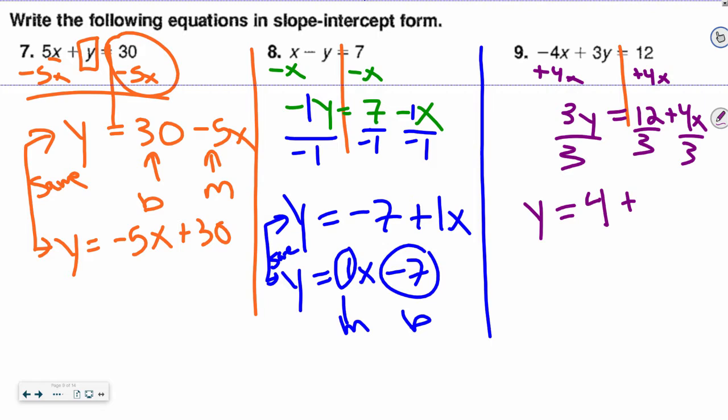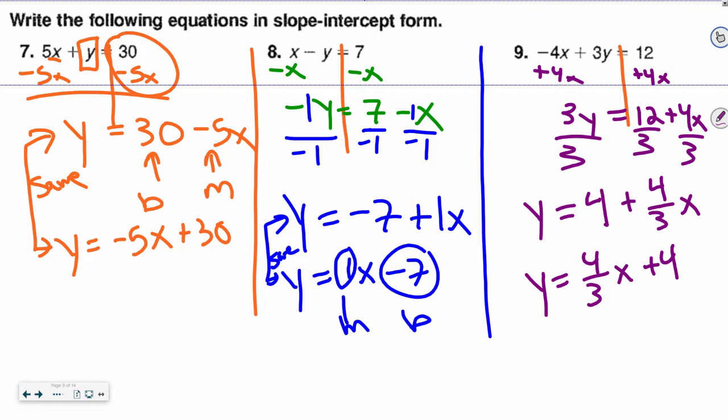That fraction is your rise over run. So that becomes 4 over 3x. And you would leave it as that, or you can write it as y equals 4 over 3x plus 4. Again, those are the same answers. The 4 is going to be my b, and the 4/3 is going to be my m. I could graph any one of these.